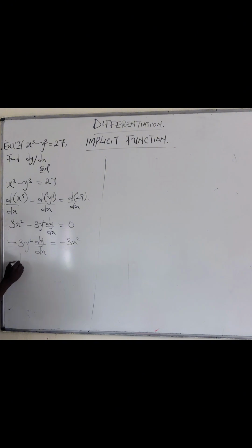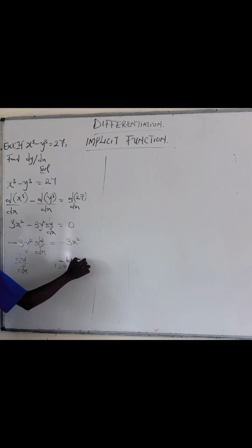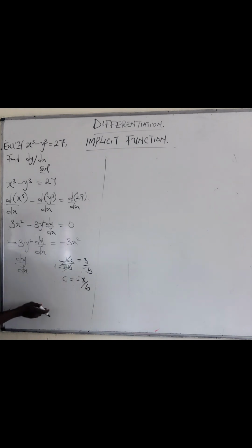So what are you going to do? So dy over dx. If you make dy over dx the subject of the formula, it's like when you have 2a minus bc is equal to 3, and you want to make c the subject of the formula. What are you going to do? You divide both sides by what? Minus b. Is that not so? So minus b cancels minus b, you have what? C is equal to minus 3 over b. I believe you know that.